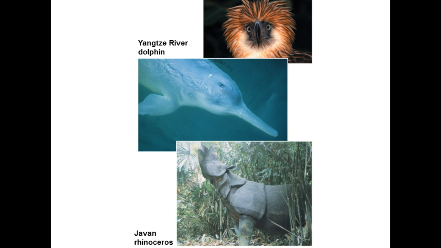Now, conservation biologists are concerned about species loss because of alarming statistics regarding extinction and biodiversity. Now, I want you to get these stats down. Globally, 12% of birds, 21% of mammals, and 32% of amphibians are threatened with extinction. Now, that extinction may be local or global. Make sure you get those stats down.